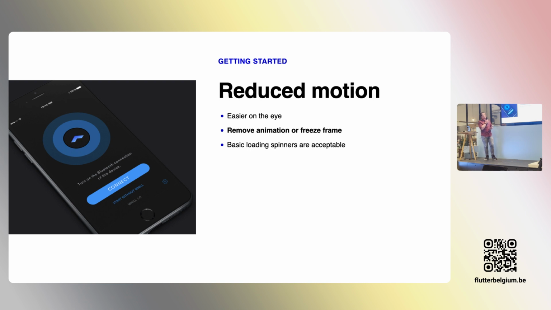But reduced motion means that this is not very easy on the eye for some users, and they just want to remove the entire animation or freeze a certain frame so that it's not that distracting. And normally, animations like this might even cause nausea to some people. So we definitely want to try to avoid that. If a user has reduced motion enabled, your animation should not look like this. Just remove them or freeze a frame, something like that. Keep it simple. But things like basic loading spinners, like the Material or Cupertino loading spinner, those are perfectly fine.